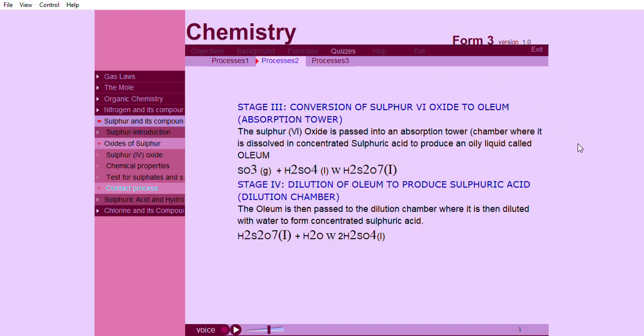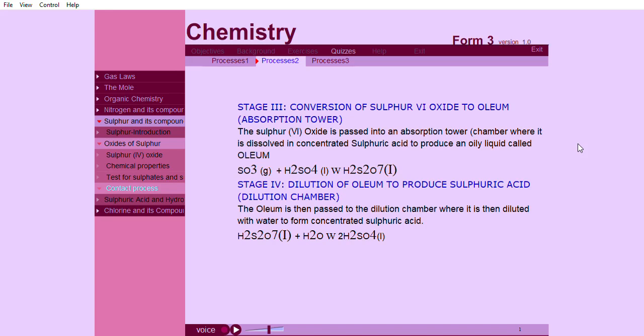Stage 3: Conversion of sulfur(VI) oxide to sulfuric acid, that is, the absorption tower. The sulfur(VI) oxide is passed into an absorption tower or chamber where it is dissolved in concentrated sulfuric acid to produce an oily liquid called oleum.